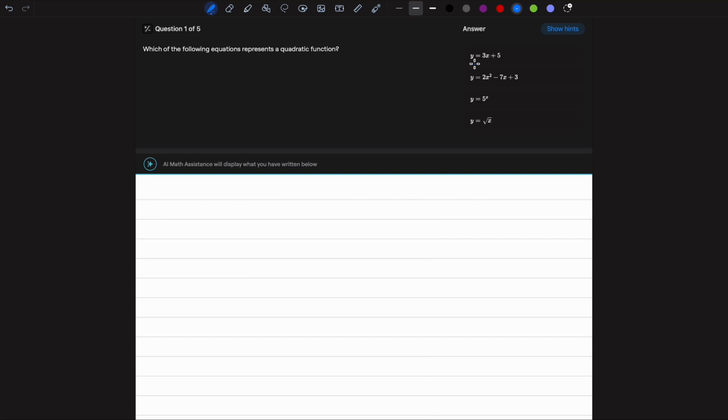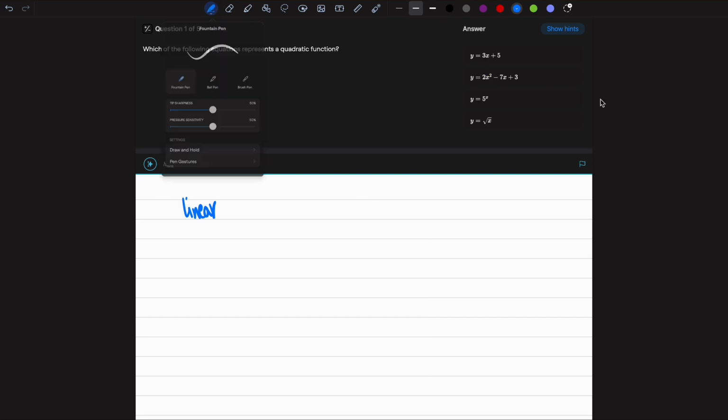Well, option A is y is equal to 3x plus 5. That's called a linear equation because the greatest power of x is just 1. A quadratic function is one where the greatest power of x is 2. And you can see the only option that makes sense is B, right? So we're going to go with B for our final answer.